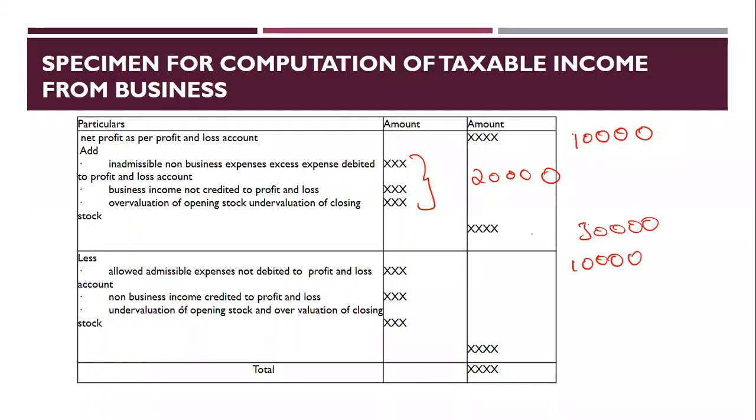And next is non-business income credited to profit and loss account. Any income which is not related to my business, for example casual income. Does it come under income from business? No, right? It falls under the income from other sources category. So such non-business income, if it is credited, added in my profit and loss account, we have to minus here.